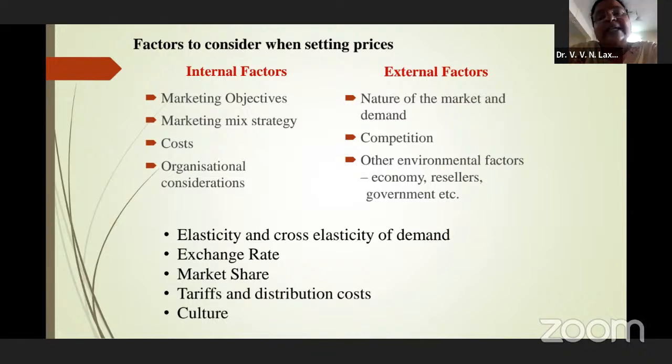The setting of price also depends upon the elasticity and cross elasticity of demand, exchange rate, that is dollar to rupee exchange, euro to rupee exchange, etc., the market share, tariffs and distribution costs, and the culture of the market where the company wants to sell its products.